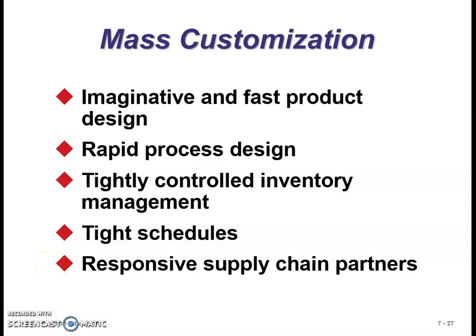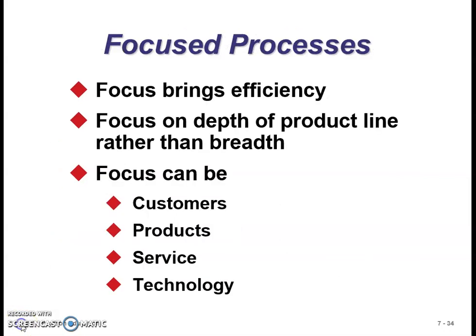Okay, for mass customization, because you need to adapt to or meet each different, unique customer, you need lots of suppliers who can supply different types of product. And you need very fast product design and rapid process design, because you want to react immediately to your customer's preferences.